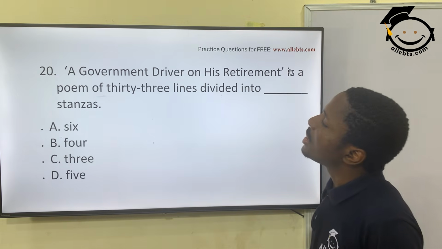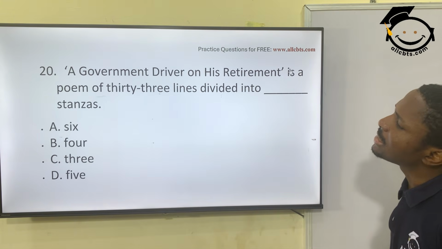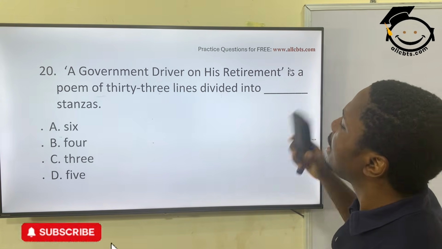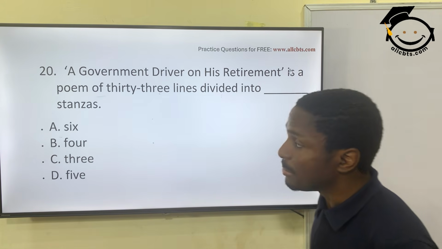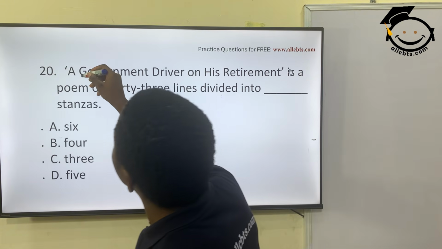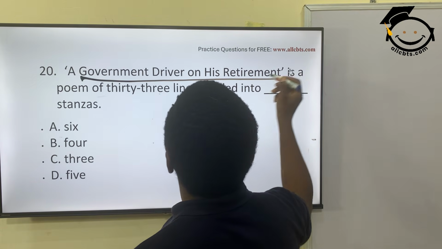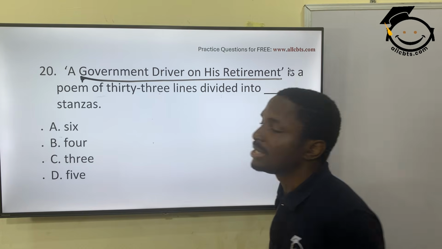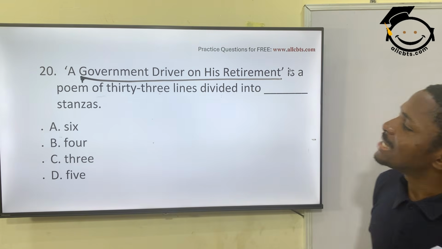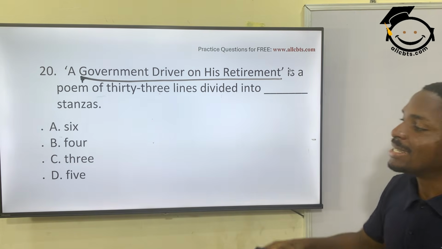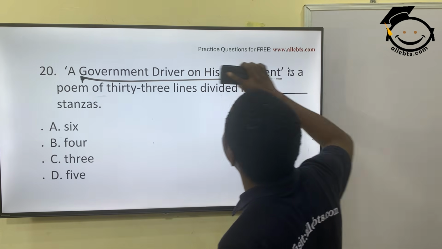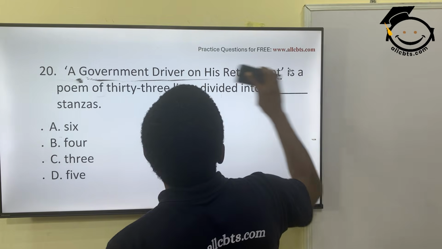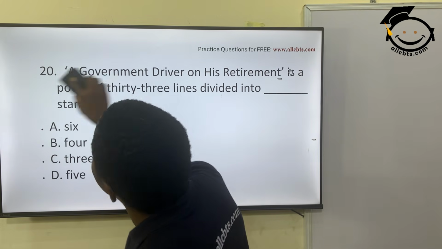And then 20, A Government Driver on His Retirement is a poem of 33 lines divided into dash stanza. Now, this is a poem. This is the title, A Government Driver on His Retirement. So it is a poem of 33 lines. It's divided into how many stanza? The answer is 4 stanza.